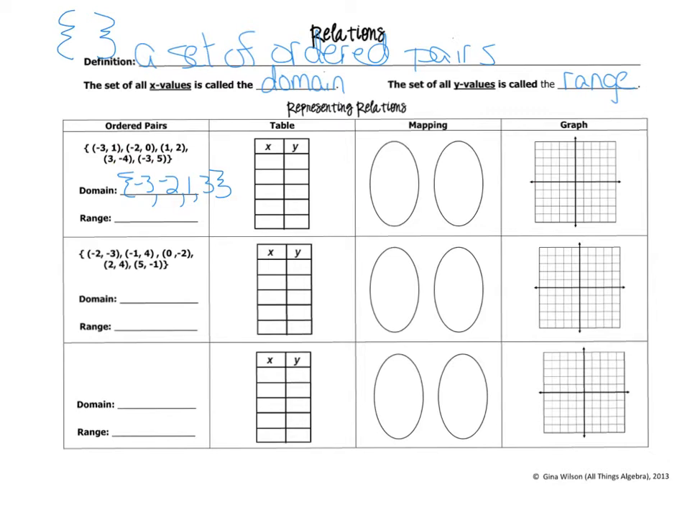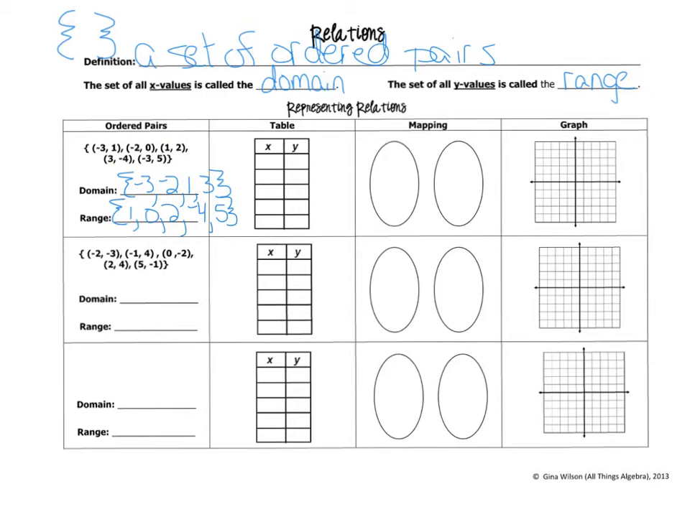Alright, the range is all the y values. So set bracket, my y values are 1. That's my first y value. My second y value is 0. My third y value is 2. My next y value is -4, and my last y value is 5. None of those repeated, so I had to list them all separately. Okay? Now, we're going to put these in a table.